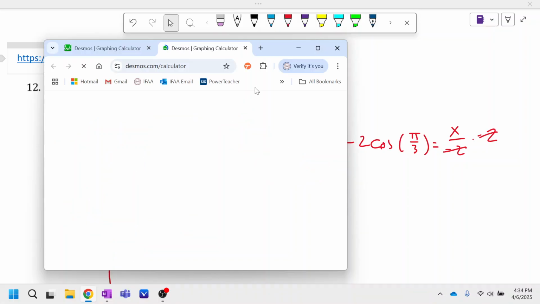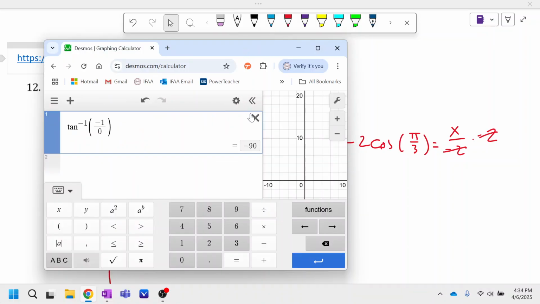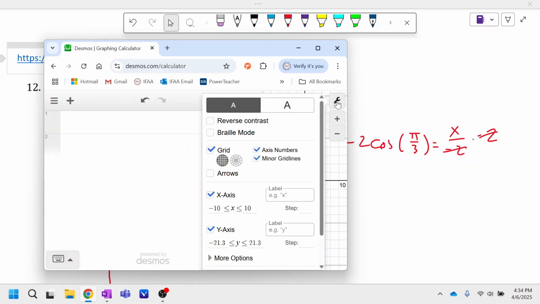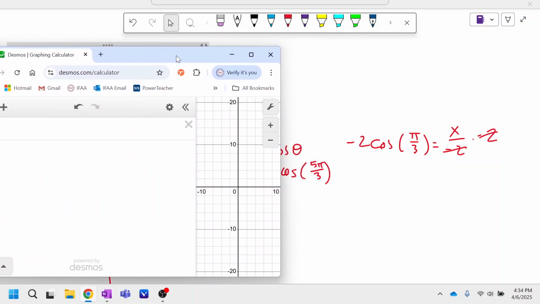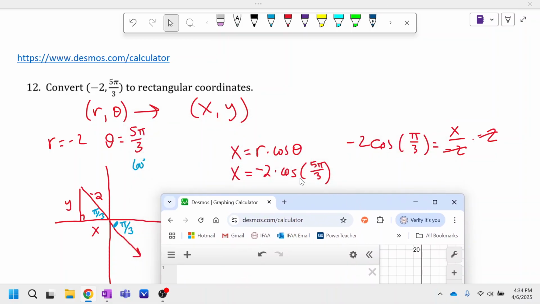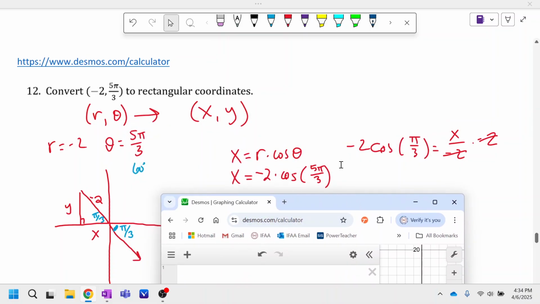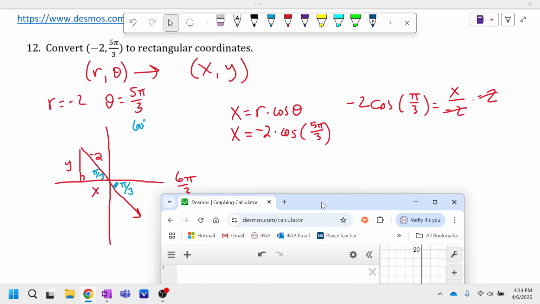Oh, I'm in radians now. This problem is in radians, so that means I need to switch my Desmos into radians. All right, what am I going to crunch? I'm going to crunch this right here. Let's get it in my screen a little bit better.